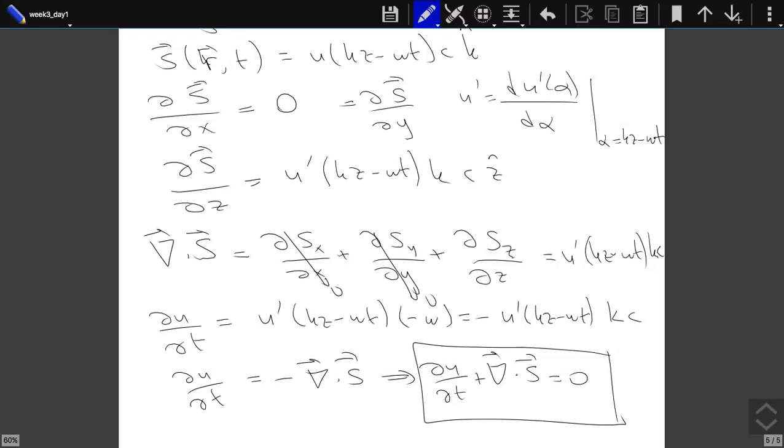You see, what continuity tells me is that if you just integrate this over a volume, the change of this quantity in that volume is due to something that is going out through the surface of that volume.